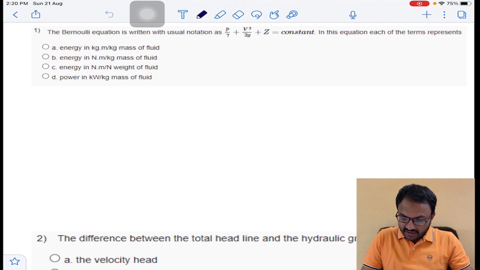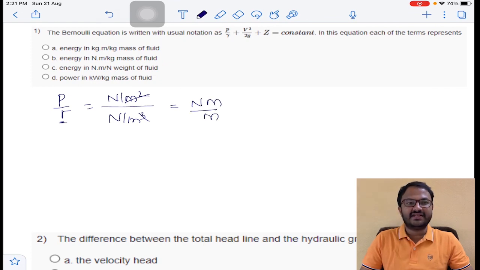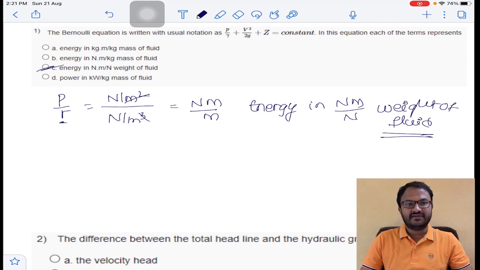Now, for example, let us take the first term P by gamma. The units of P are Newton per meter square, it is a pressure, and gamma is Newton per meter cube. So you will get meter square and meter cube, so this meter will go up, that is Newton meter divided by Newton. Generally this gamma is weight density, or specific weight. So it represents energy in Newton meter per Newton weight of fluid. So the option C for question number 1.